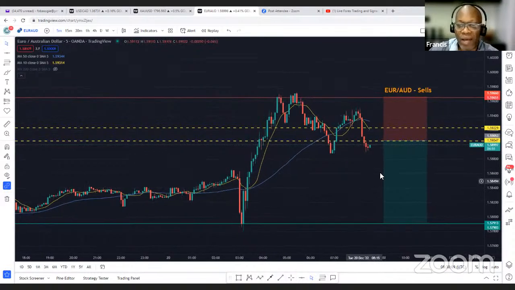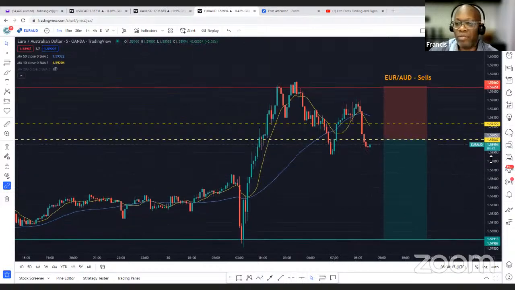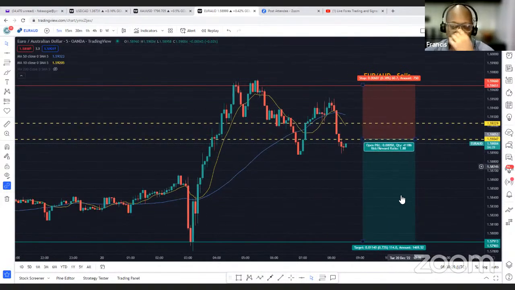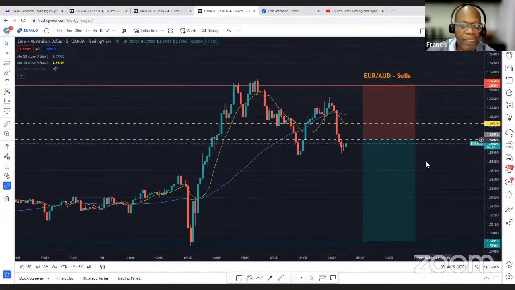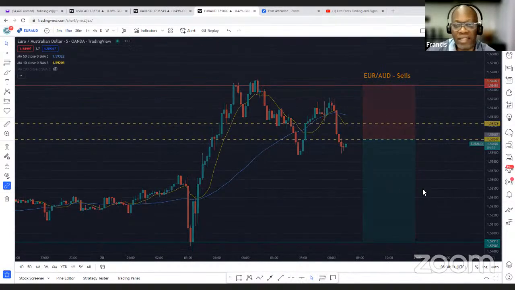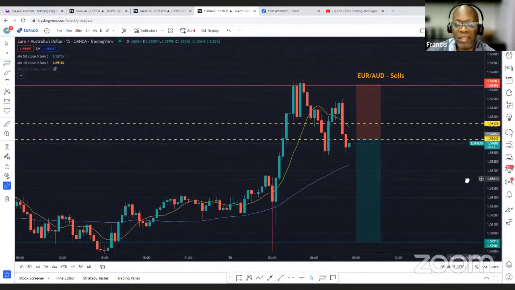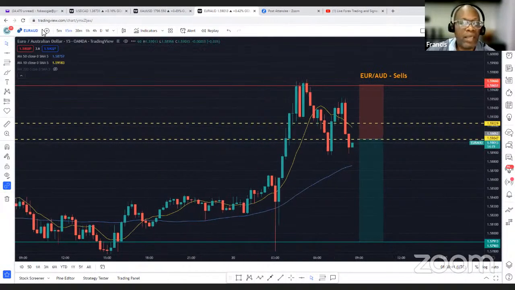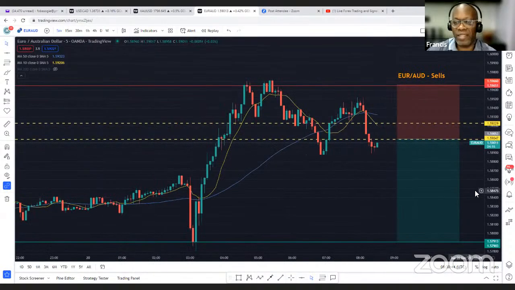So for me, where I would like to enter this trade for a sell will be somewhere in between these two broken yellow lines. So between here and here, in this space, that's where I'd love to enter the trade. So let's just wait and see what it does. Let's go to the 15 minutes. Yeah. So that's where I would love to enter that trade, somewhere in there, to reduce my risk.